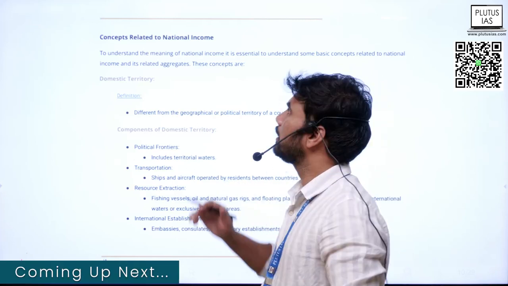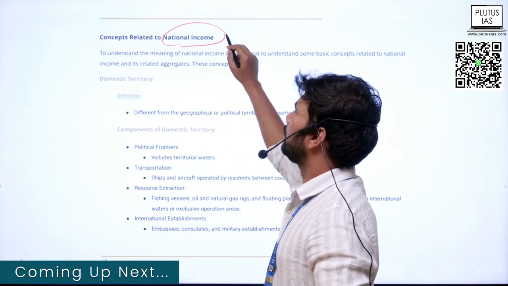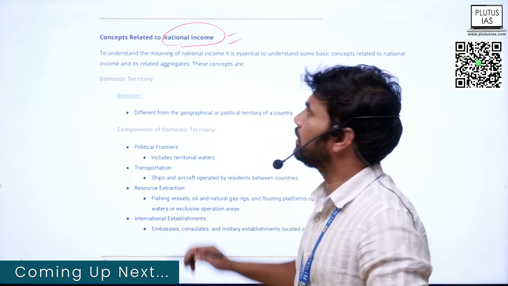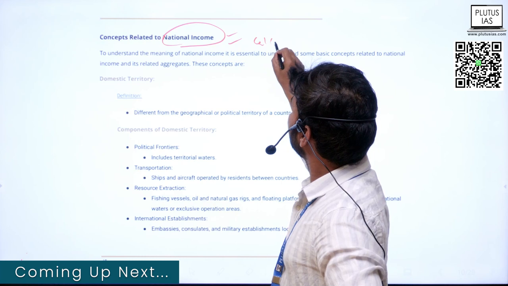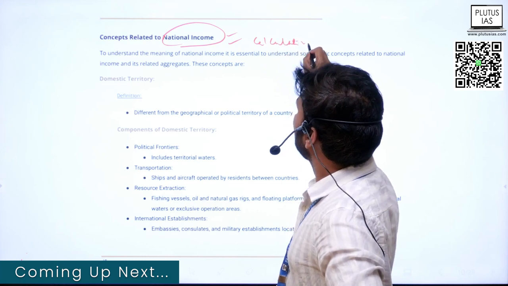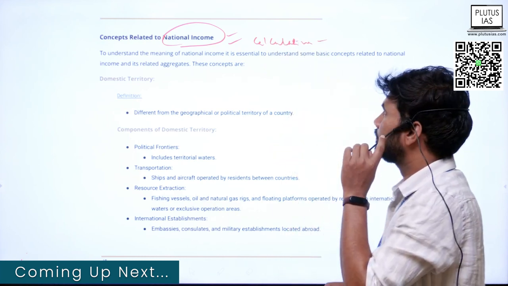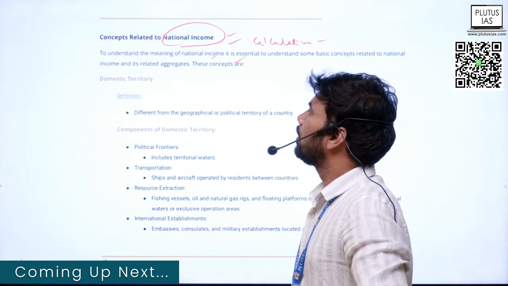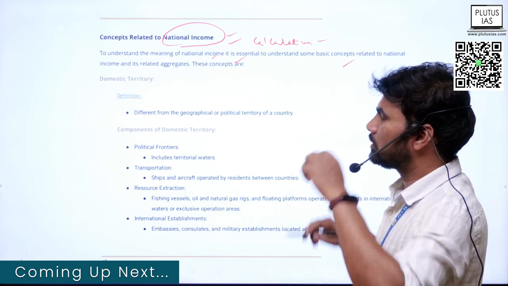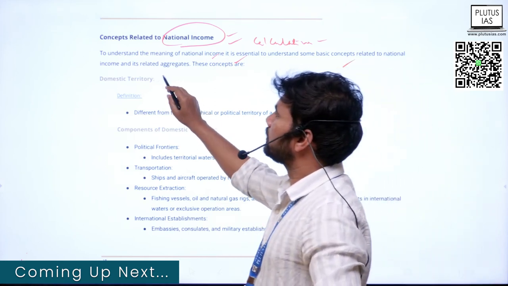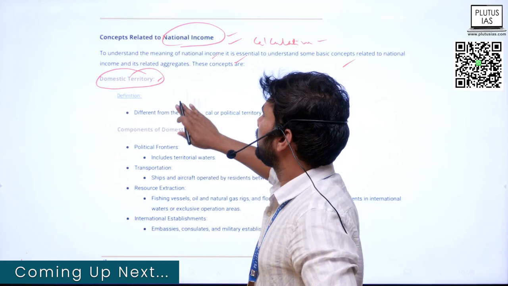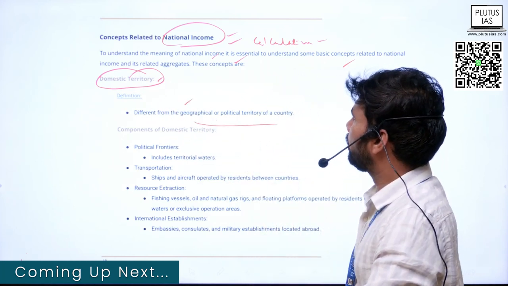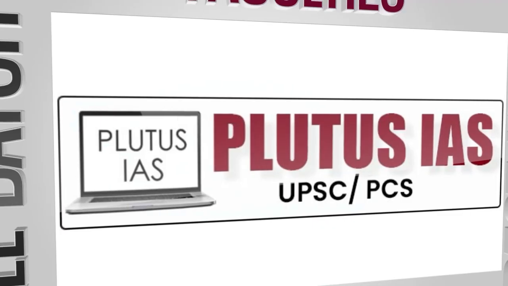Now we will understand the concepts related to national income. These concepts are very much applicable or required when we are calculating the national income. To understand the meaning of national income, some of the basic concepts are required. Among them, the first one is domestic territory. The definition is, it is different from the geographical or political territory of a country.